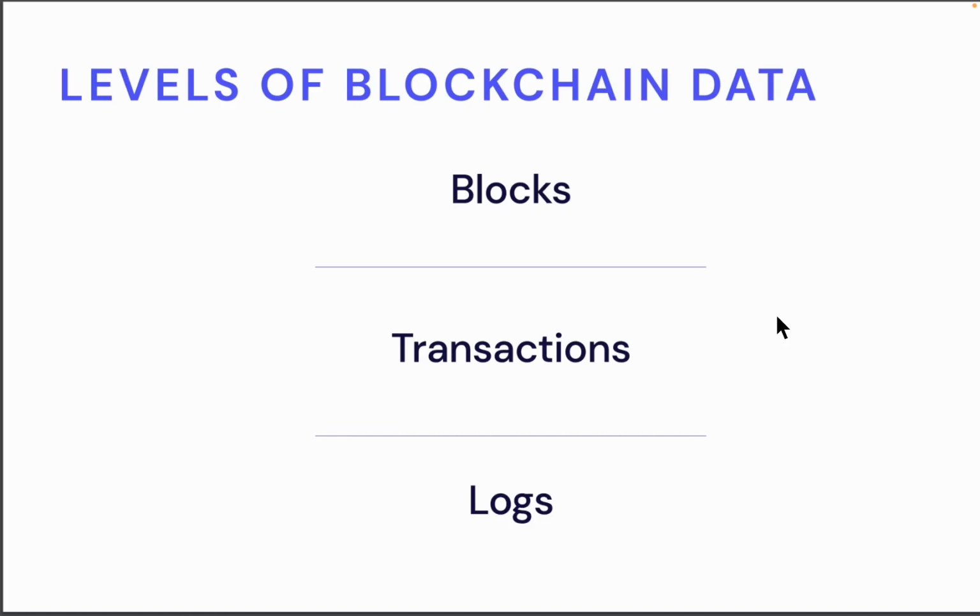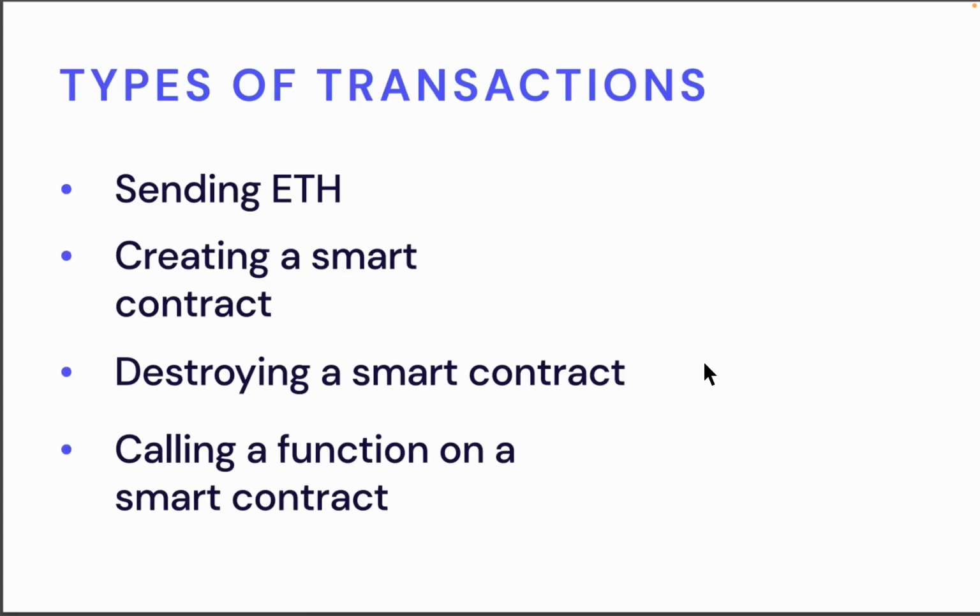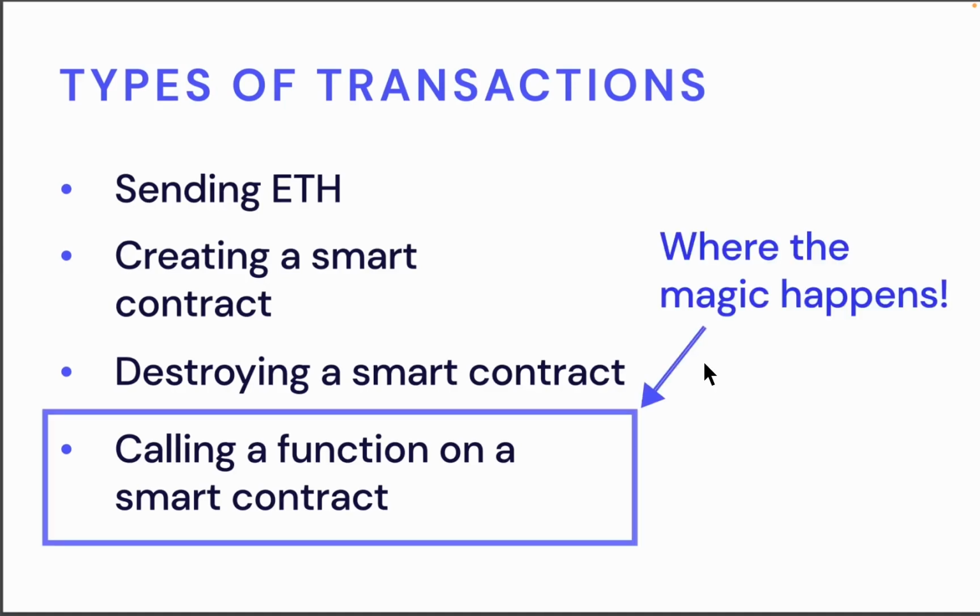There are different levels of depth that we can go into when working on blockchain data. We're going to start our exploration at the transaction level. Now, transactions broadly fall into a few categories: sending another user ETH or whatever the native token of that chain is, creating a smart contract, destroying a smart contract, and most important for our work today, calling a function on a smart contract. Now, smart contract functions are where all the magic happens.